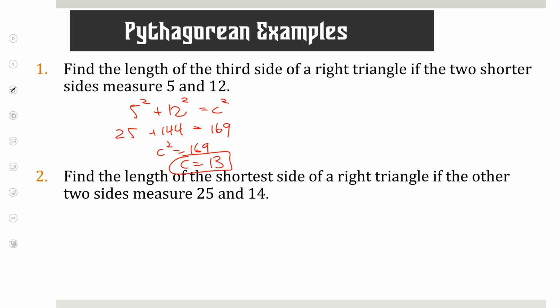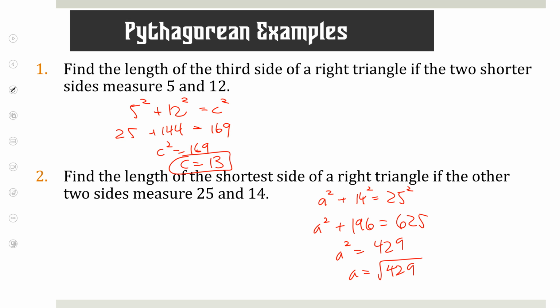Okay, let's back up here. A squared plus 14 squared equals 25 squared. Remember, we're solving for the shortest side. The hypotenuse is always by itself over on the other side. A squared plus 196 is equal to 625. So A squared is equal to 429. So A is equal to the square root of 429. We said B is online. It doesn't matter, A or B, as long as it's one of the shorter legs and not the hypotenuse.